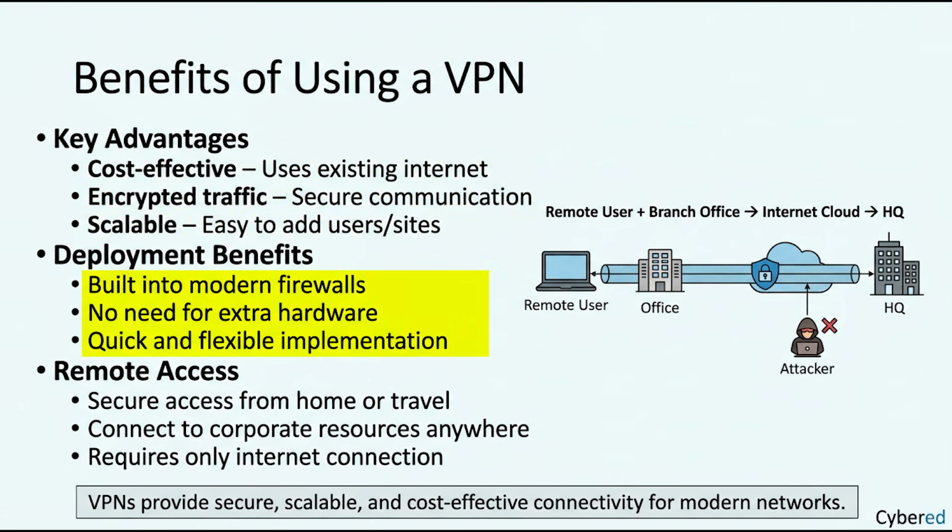Many organizations already have firewalls at the network perimeter, and most modern firewalls include built-in VPN capabilities. This means a VPN can often be deployed without purchasing additional hardware. Because VPN traffic is encrypted and authenticated, organizations can securely connect branch offices, remote workers, and corporate networks over the internet. Another advantage of VPNs is their support for remote access. Employees working from home or traveling can securely connect to the corporate network as long as they have internet access.